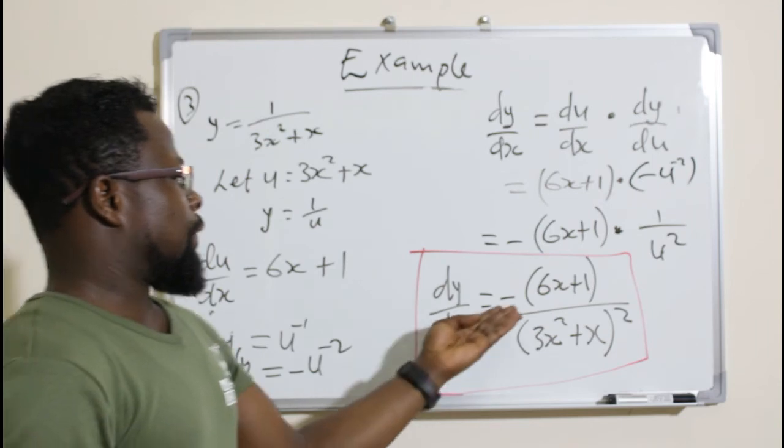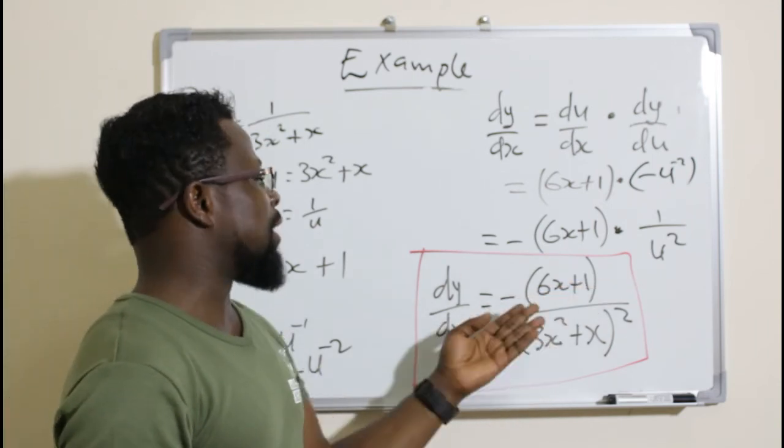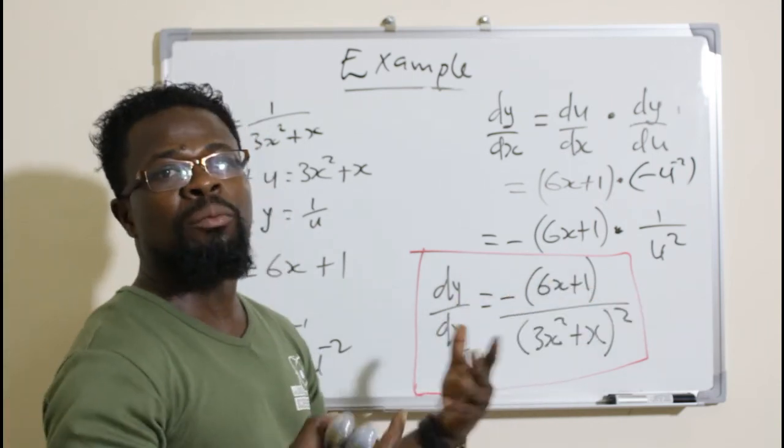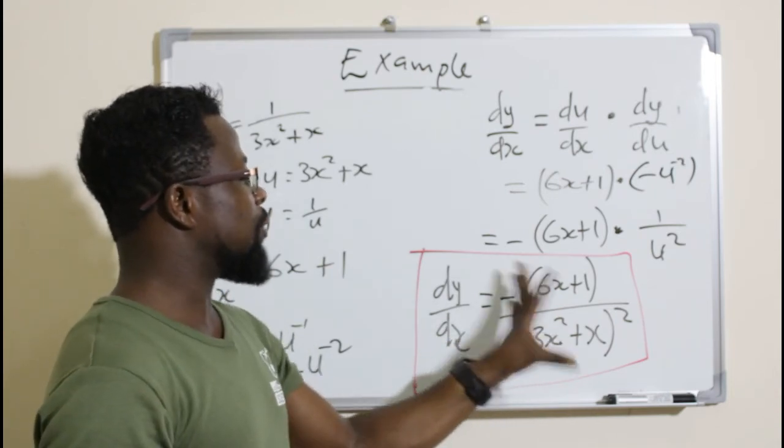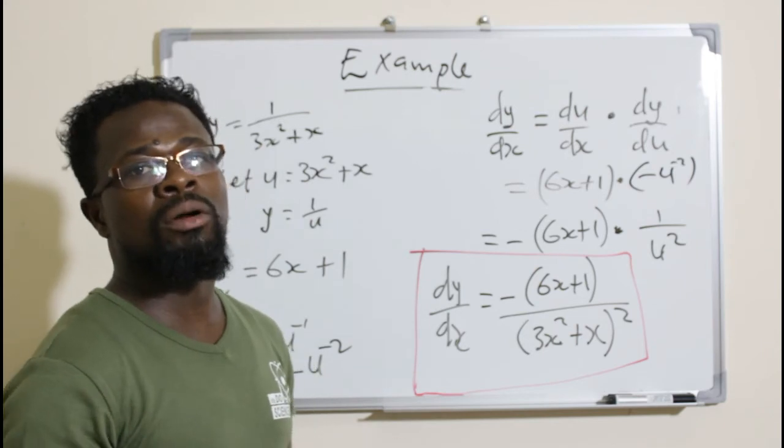If you want to expand this, you can, but remember, if you expand it, it will be negative, negative, and that will not make us see the beauty of this. So in mathematics, we just factor out the negative and leave it like this. It makes it look more attractive.